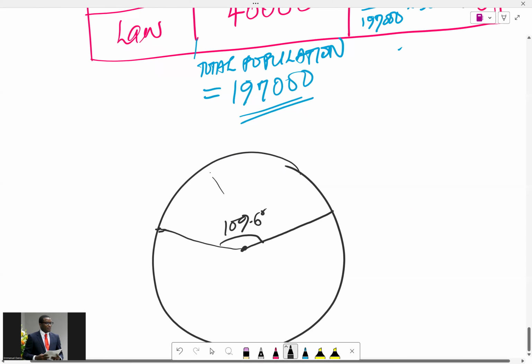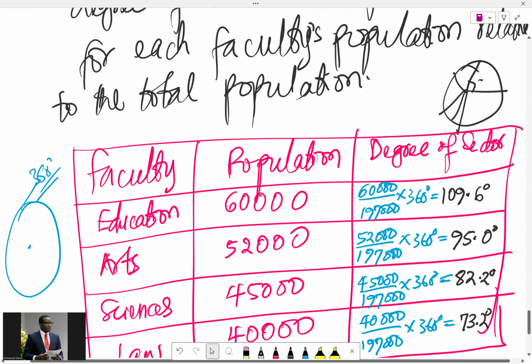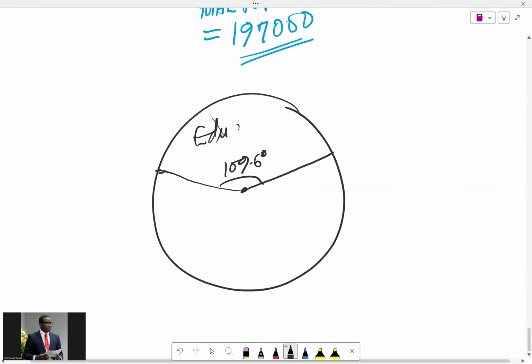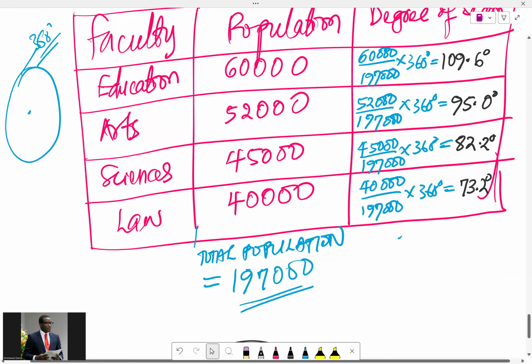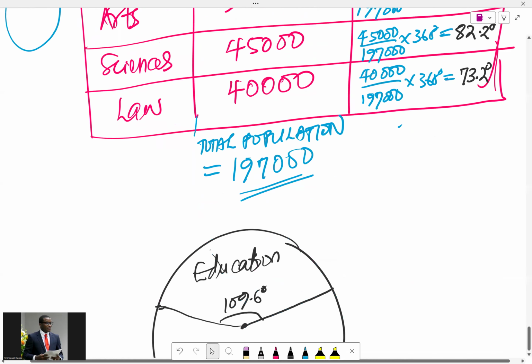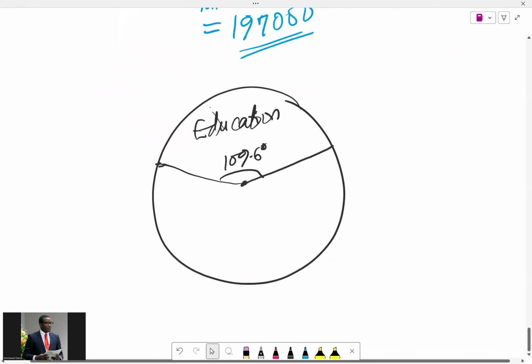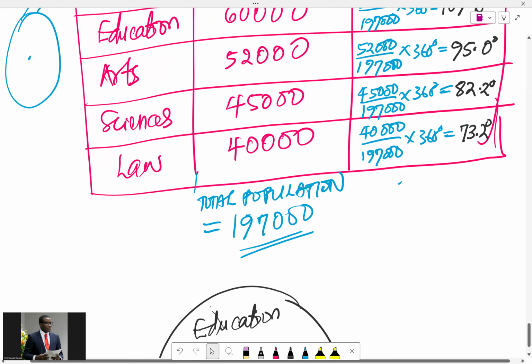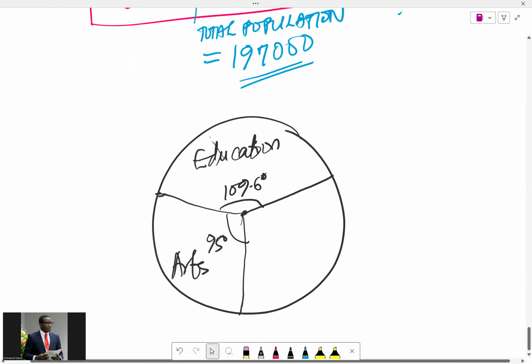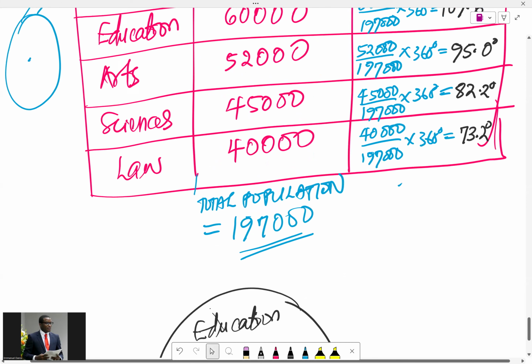So this is 109.6 degrees. And that is where you have education. Then the next one you have is 95 degrees. 95 degrees is also more than 90 degrees. So from this line now, coming this way is like 90 degrees. So you can extend it just a bit and you have 95 degrees. And that is for arts. And then the other one is sciences, which is 82.8 degrees.